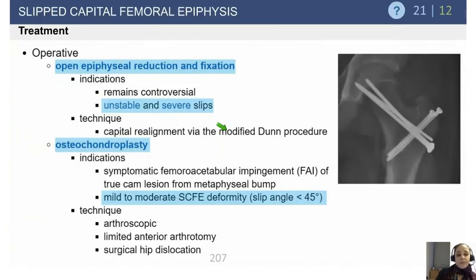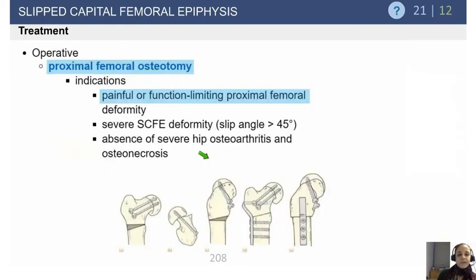So other operative treatment options, you can do open epiphyseal reduction and fixation, and you want to consider that in unstable or severe slips. And we're going to go over in a little more detail the modified Dunn procedure in a few minutes. You can consider an osteochondroplasty for mild or moderate SCFE deformities, and we'll go over that again in a minute. And you can consider proximal femoral osteotomy in already treated slips for painful or function-limiting problems.